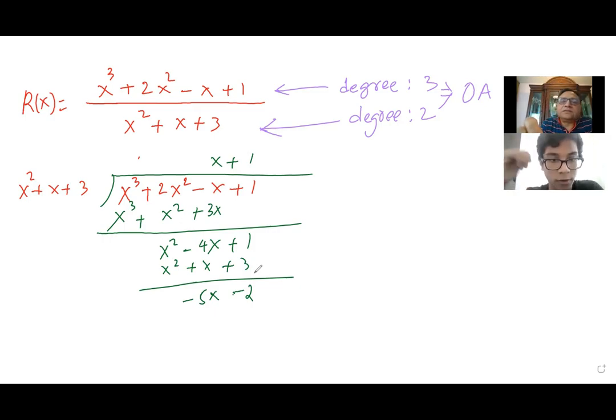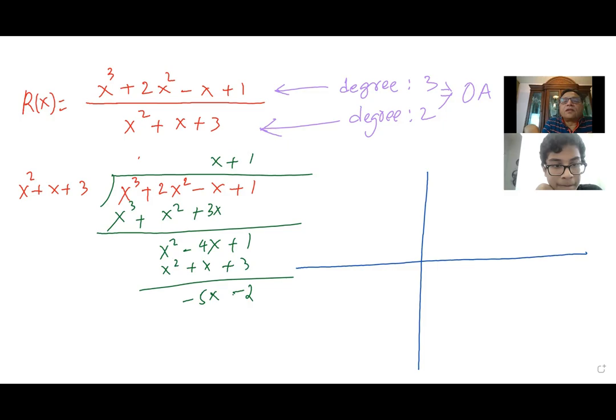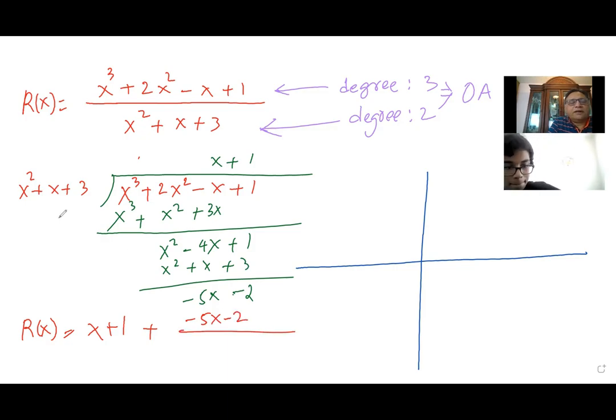Now it really means that if I have to sketch this graph, strictly speaking, we could write this rational function as what? As the quotient, which is x plus 1, right? Plus the remainder, which in this case is negative. So we could write negative here also, 5x minus 2 divided by x squared plus x plus 3, correct?